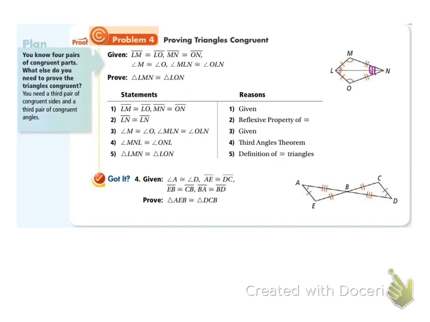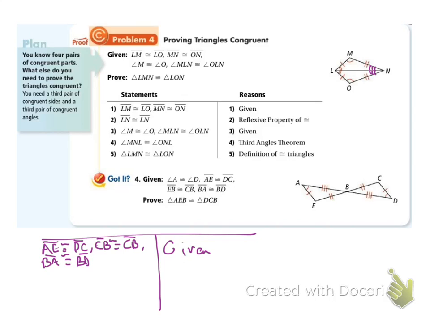Okay, let's give our own proof a try here. So, the first thing I can do is do the given. I'm just going to do my sides. So, AE is congruent to DC. EB is congruent to CB. And BA is congruent to BD. So that was my given. Oh, actually, I've already got that all three sides are congruent, so I'm okay. So then I will also list that angle A is congruent to angle D, because that was given. You could stick those two together if you wanted.